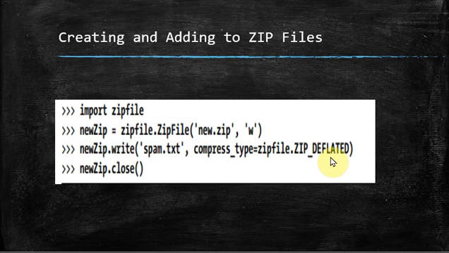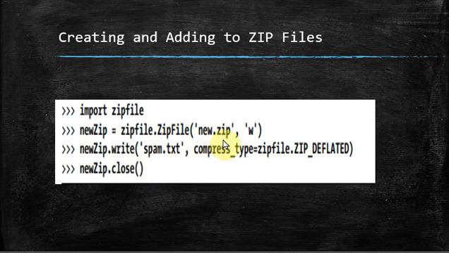So this particular code will create a new zip file, and the name of that zip file is new.zip, which has the compressed contents of the file spam.txt. So you're going to compress spam.txt, and the zip file is new.zip.